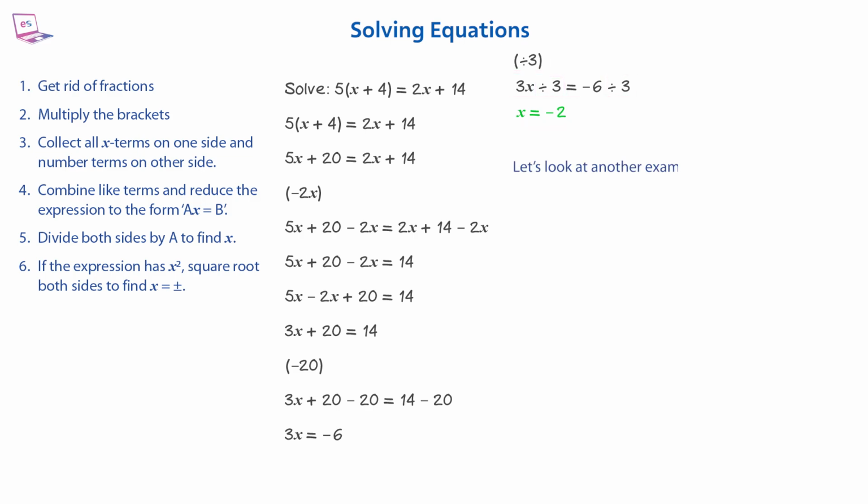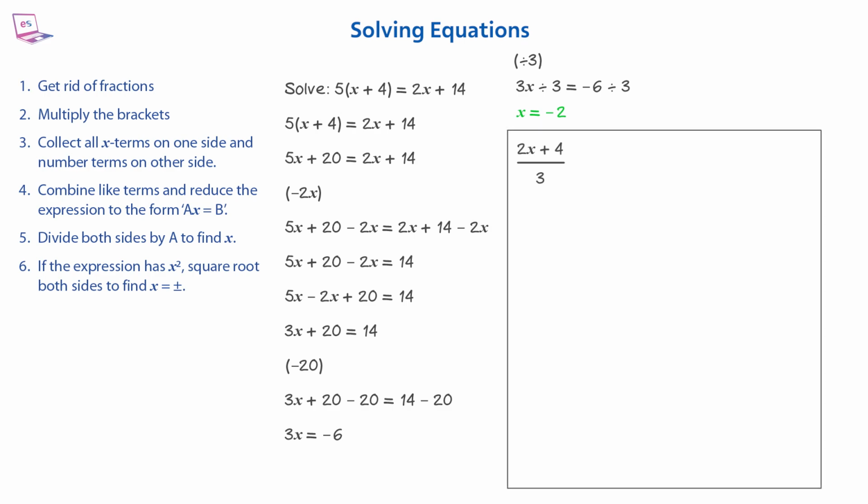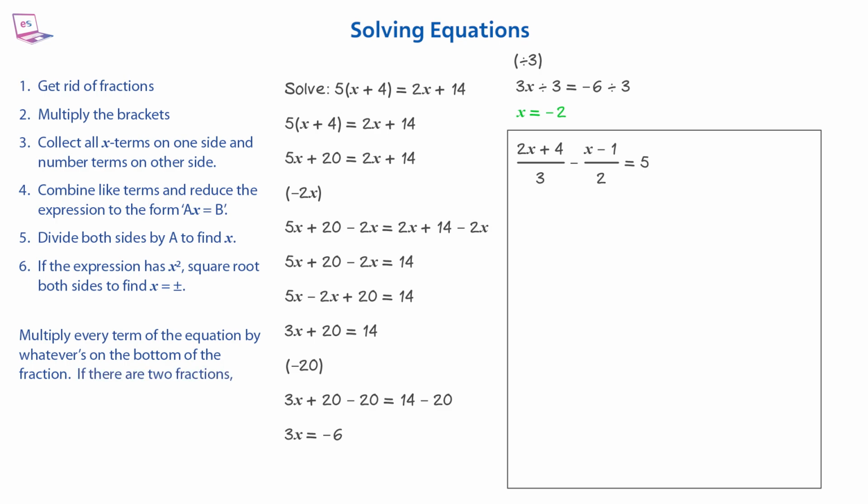Let's look at another example that involves a fraction. 2x plus 4 over 3, minus x, minus 1 over 2 equals 5. First, we need to get rid of the fraction. For that, you need to multiply every term of the equation by whatever's on the bottom of the fraction. If there are two fractions, you'll need to multiply by both denominators. Here, there are two fractions. So, you need to multiply the terms by both 3 and 2.